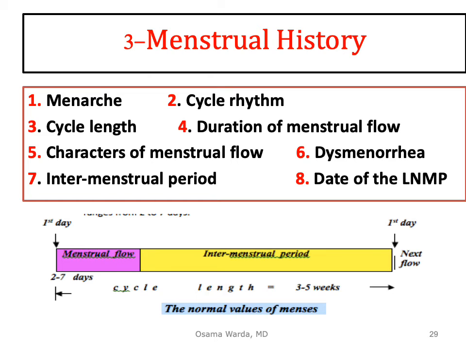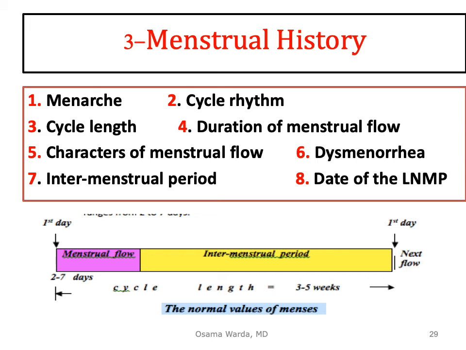Then association of the flow with pain. The term is dysmenorrhea. Dysmenorrhea is painful menstruation, pain related to menstruation that affects the daily routine of the lady. If it does not interrupt the daily routine of the lady and it is tolerable by the patient, it is not dysmenorrhea. It is menstrual molimina. And then we should ask about the intermenstrual period if it had pain, abnormal pain, or bleeding or discharge.